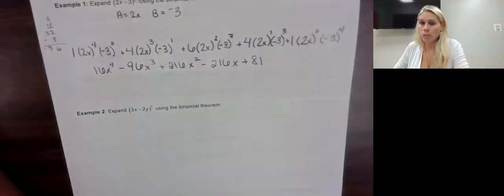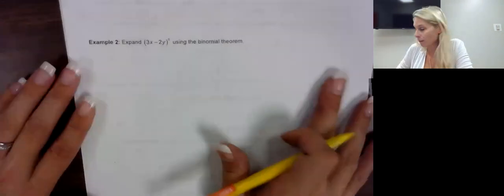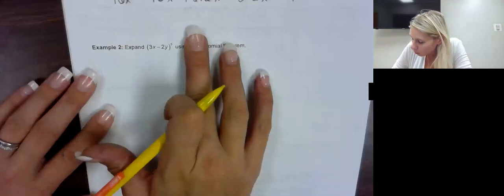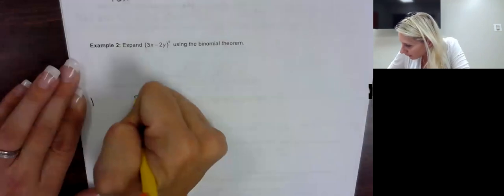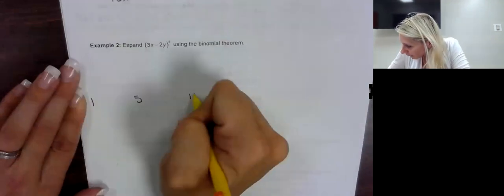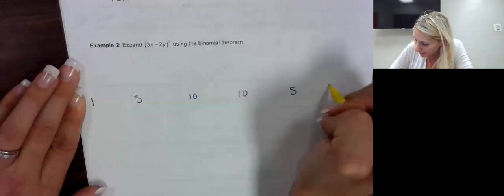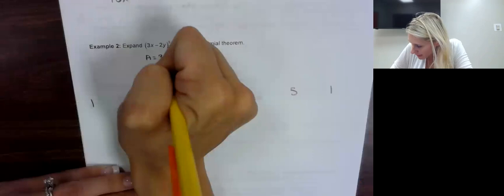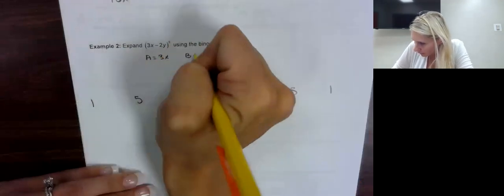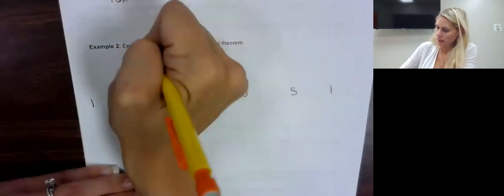All right, let's try one more time. Okay, we're doing the fifth. So make sure you do the row for the fifth for your Pascal's triangle. So I get 1, 5, 10, 10, 5, and 1. I'm probably going to run out of room. My a in this case is 3x, and my b is negative 2y, right? Because I want it to be addition in here. That would make our b negative.